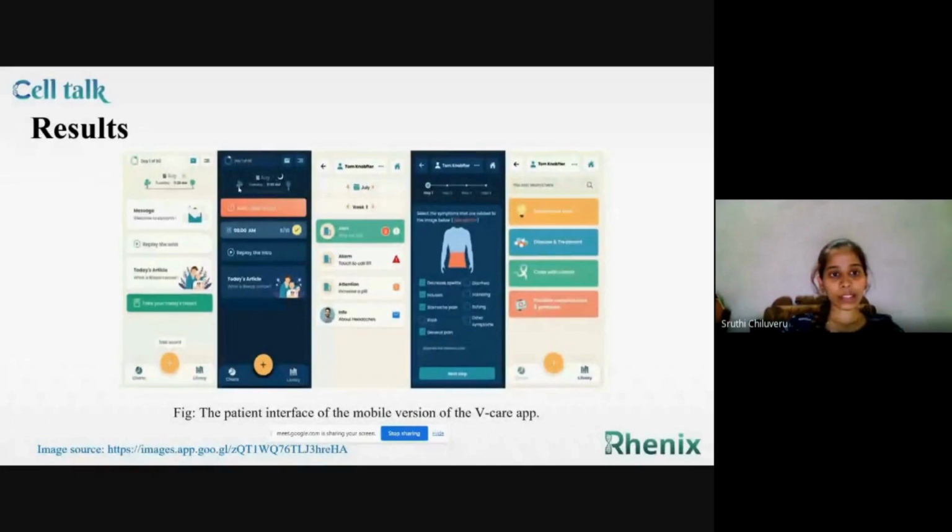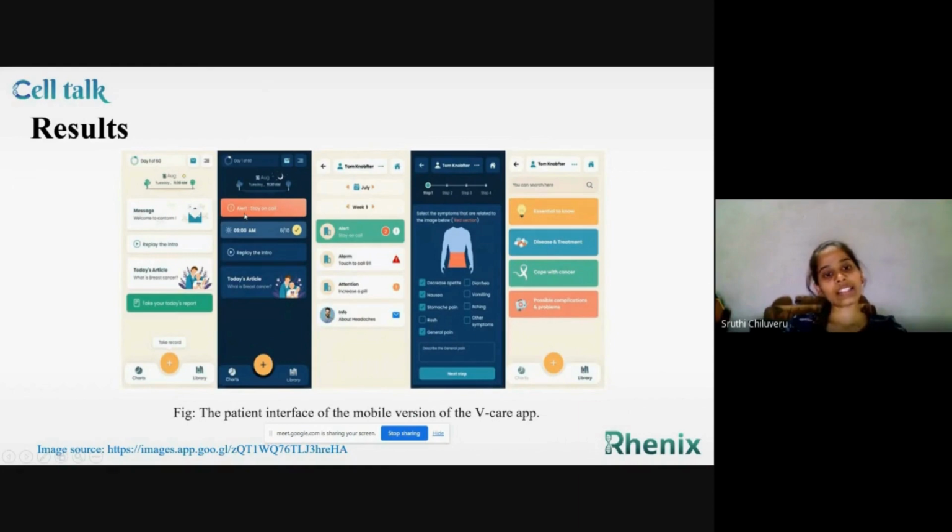As you can see in the picture, these are the app interface pages. You can see the patient can replay the introduction YouTube video in which the patient can recognize different types of immune-related adverse events. And when it comes to the alert page, you can see the red mark.